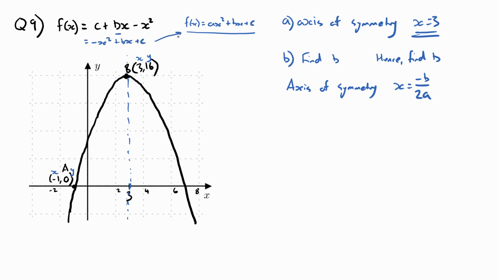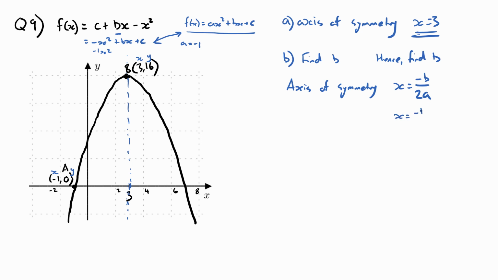Now this looks a little bit more similar. And the value for a is actually minus 1. So it's minus x squared, that's the same as writing minus 1x squared, so therefore the value for a in our function here is actually minus 1. So we can go ahead and put minus 1 in our axis of symmetry equation here.